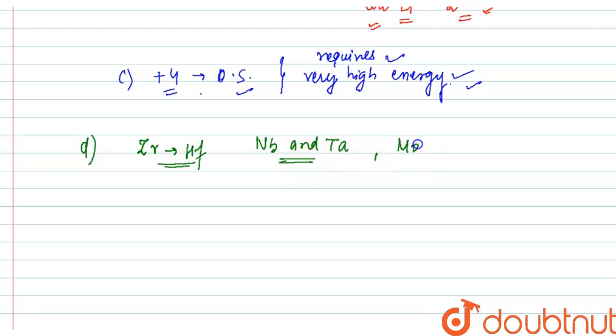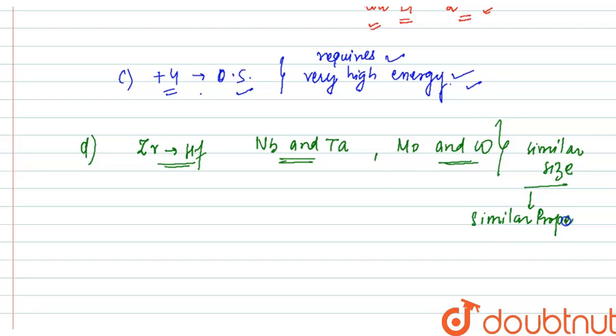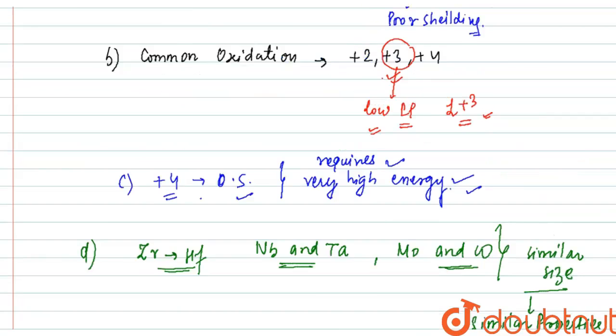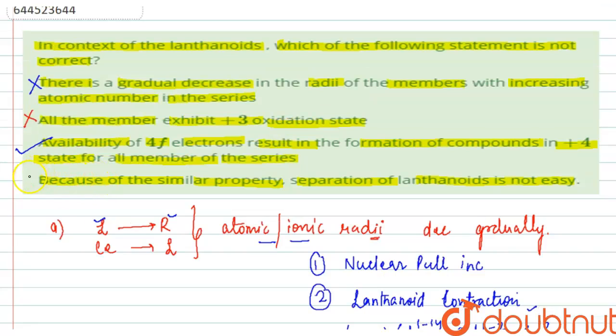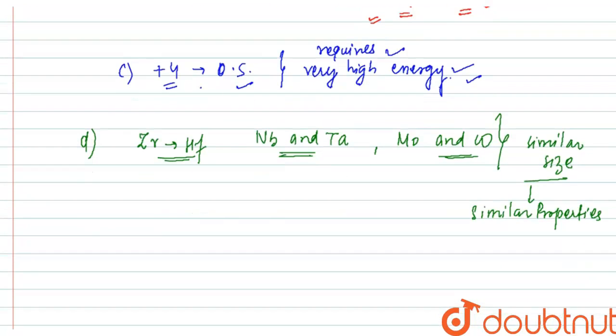Similarly, we have Mo, that is molybdenum, and tungsten. All these elements have similar size, and just because they have similar size, they depict similar properties. And just because they all show similar properties, the separation is not easy. So this particular statement is also a correct one and the incorrect option for us. So this is how we can solve this question. The fourth option is also incorrect. The third option is the correct option for us, which is the incorrect statement. I hope this is clear to you.